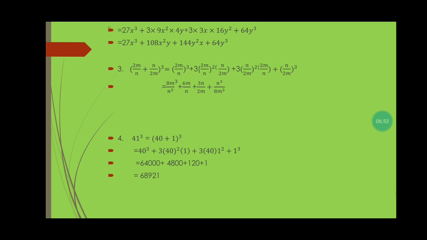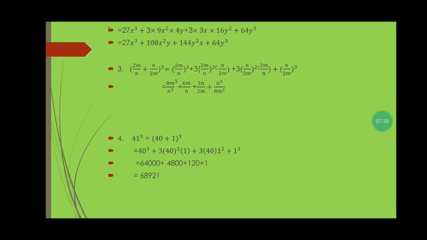The very first term cube, that is 40 cube, plus 3 into first term square into second term, plus 3 into first term into second term square, plus second term cube. When I solve this, what do I get? I get 40 cube plus 3 into 40 square into 1 plus 3 into 40 into 1 square plus 1 cube. So on further simplification, what do I get?